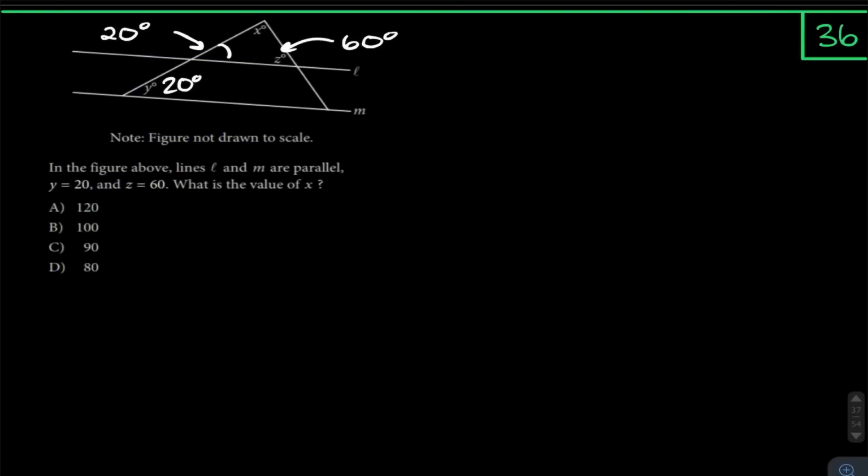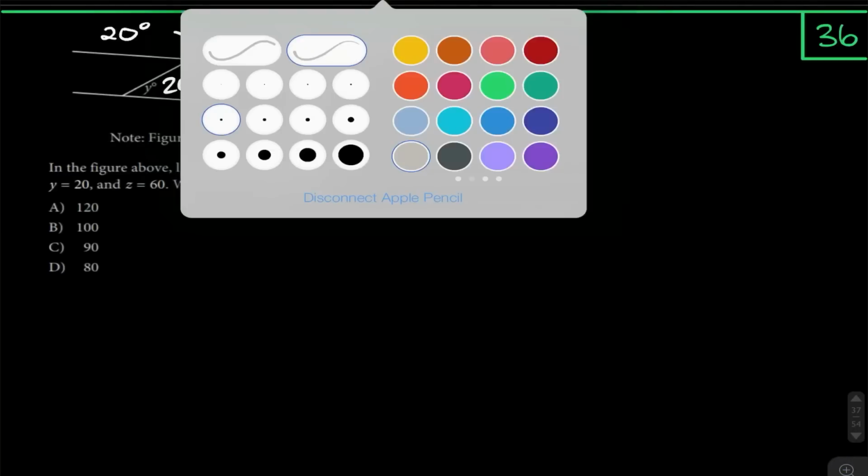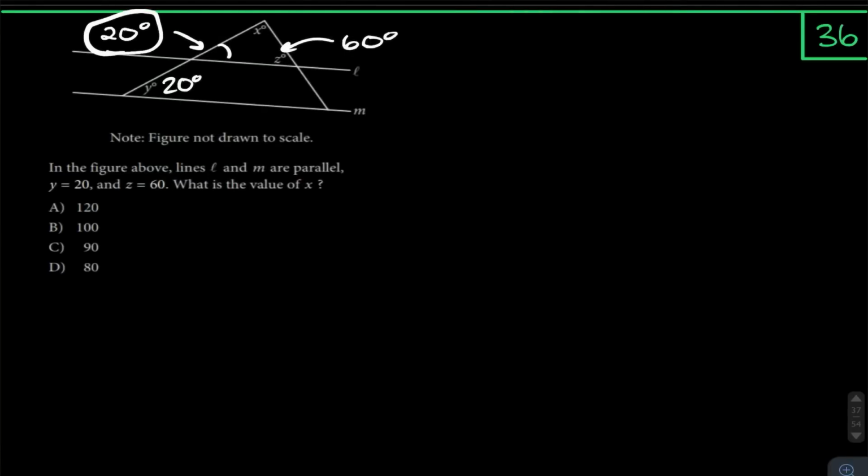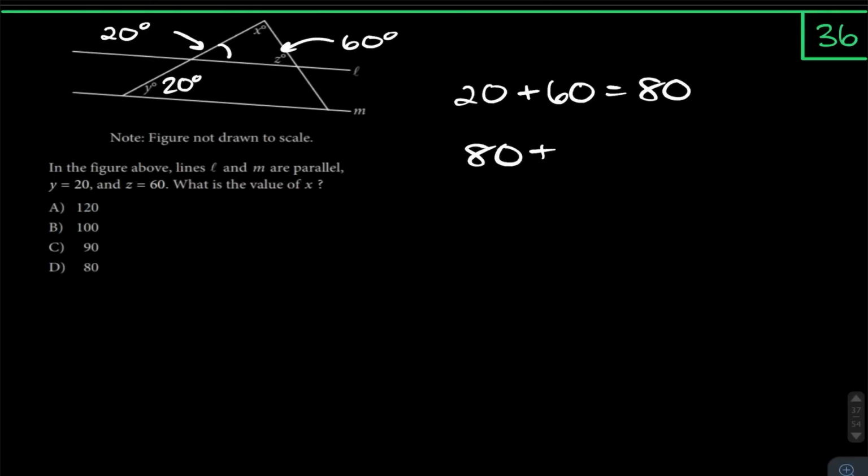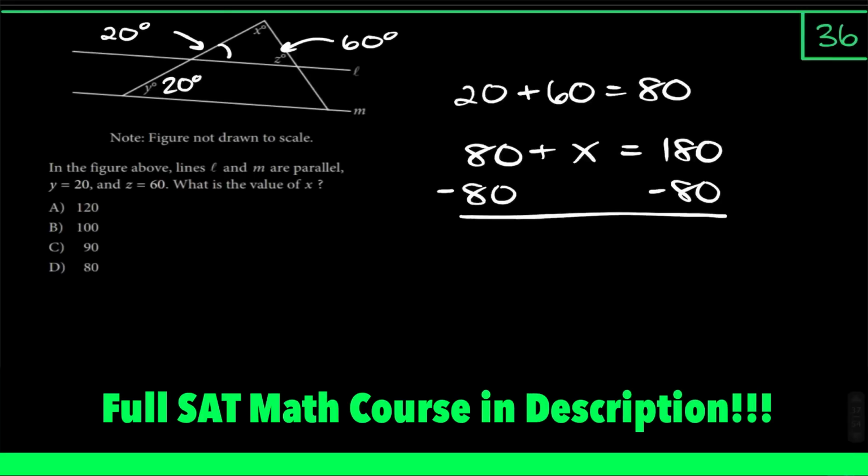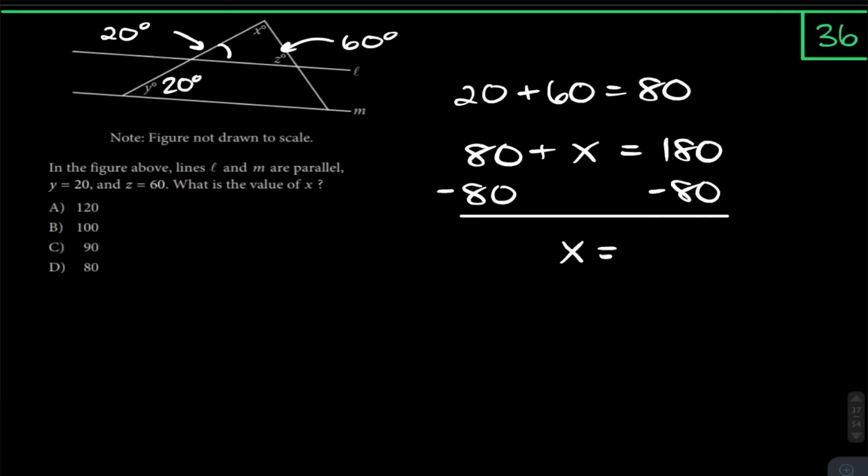So now we know that 20 degrees and 60 degrees are the two angles of the triangle. Together we get 80 there. And so 80 plus x is going to equal 180, because that's all the angles in the triangle. So we subtract 80 on both sides, and we get that x is equal to 100. And that right there is choice B.